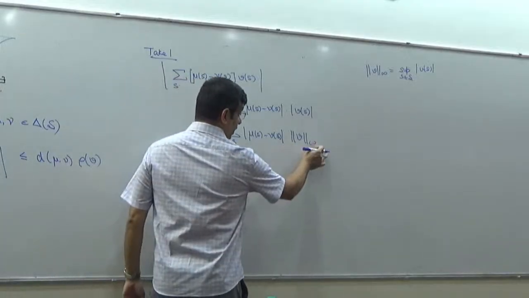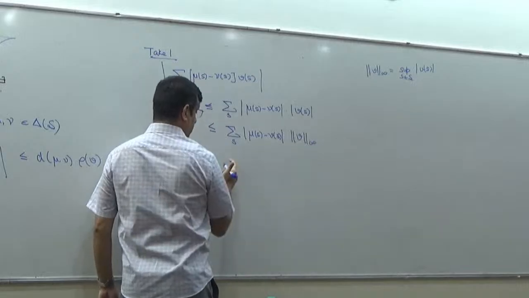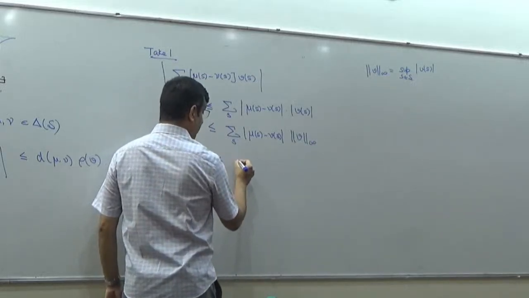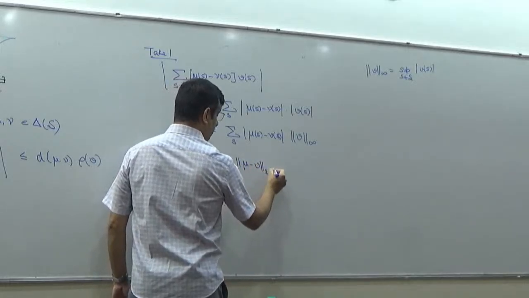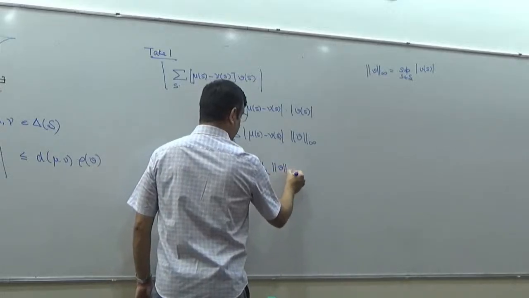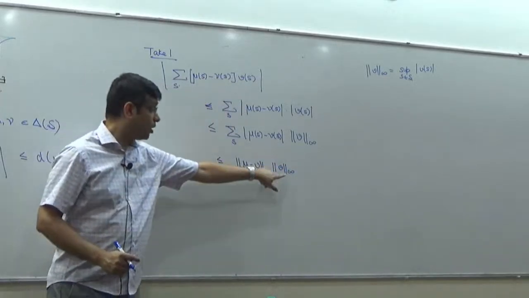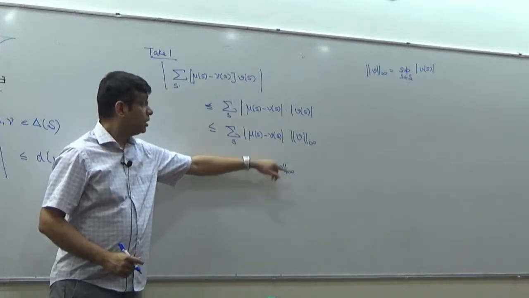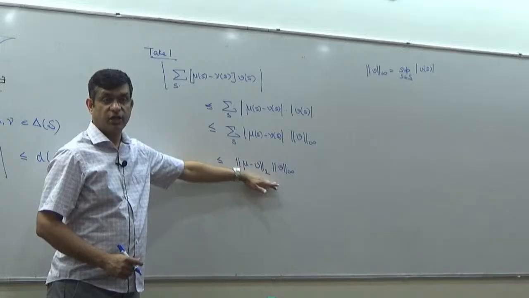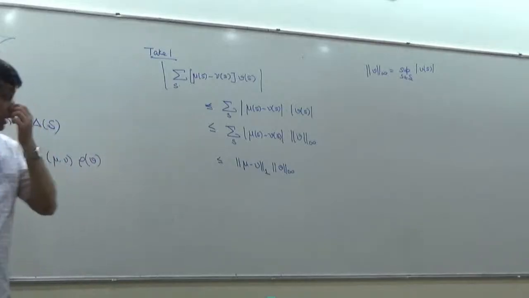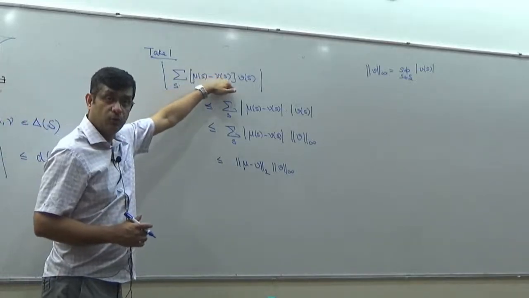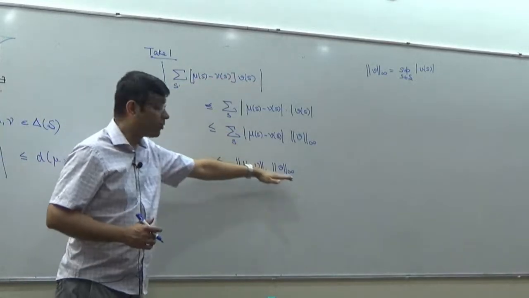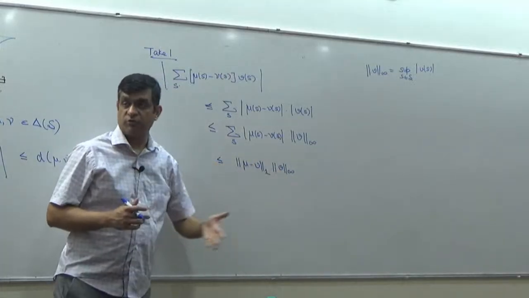Now, this quantity does not depend on s. So, it comes out of the summation, and I am left with essentially the L1 norm between mu and nu multiplied by the inf norm, the sup norm of v. Okay. You may realize this as a special case of Holder's inequality also. Okay. So, this is one bound I can get which has this characteristic. I got some notion of distance between mu and nu, the L1 distance between them, and some property of my value function, which is the sup norm of the value function.